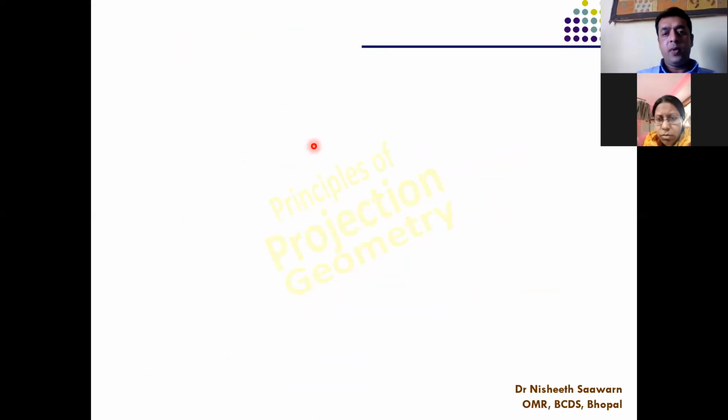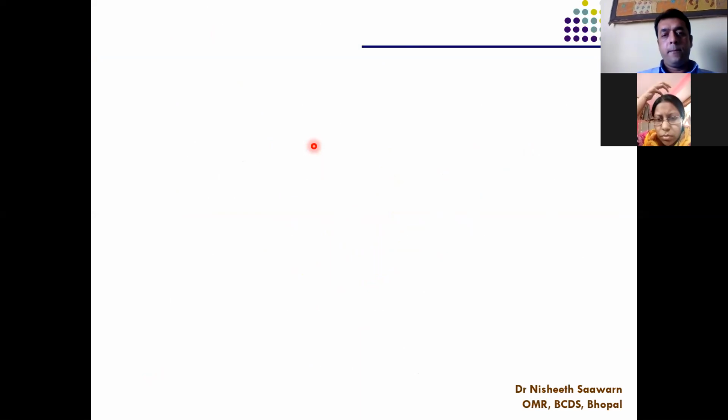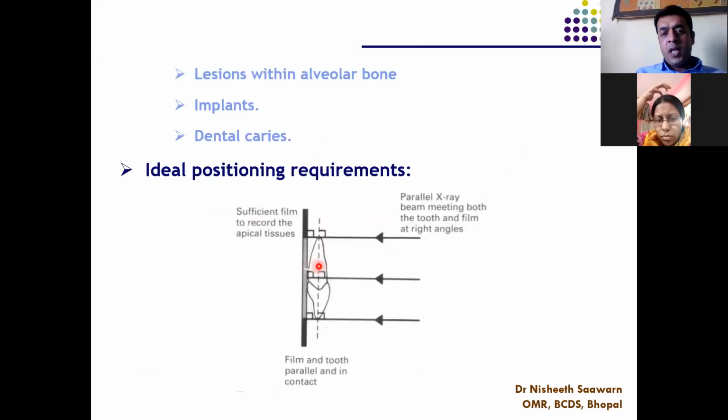Now I'll come back to the first slide again. Here, the object and the image receptor should be parallel to each other. Object and image receptor should be as close to each other as possible. The rays should be parallel. That's why the cone should be long, and the rays should be perpendicular to both the tooth and the film. Okay, these are the principles of projection geometry.